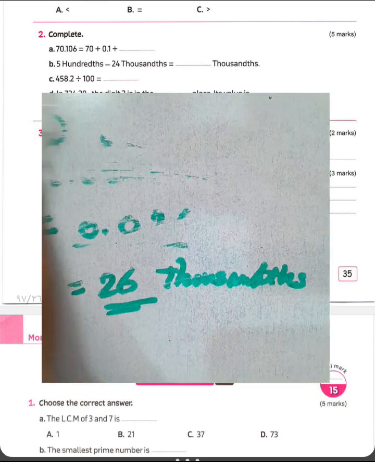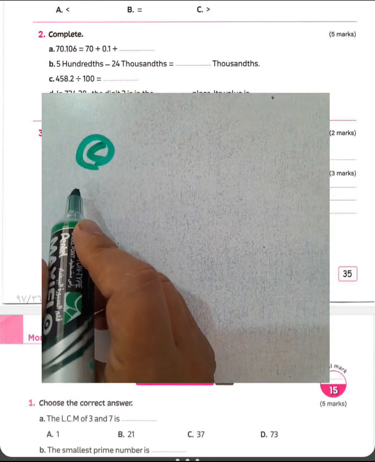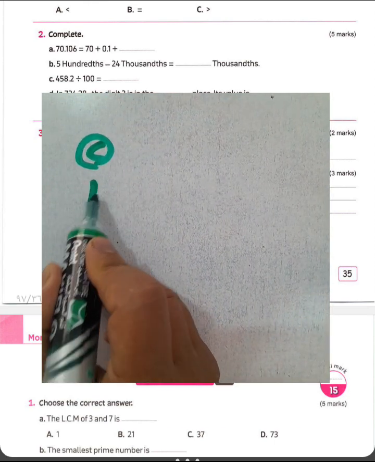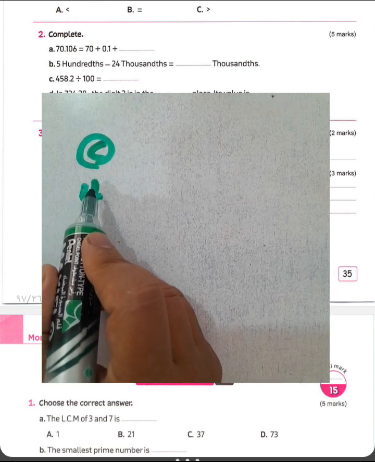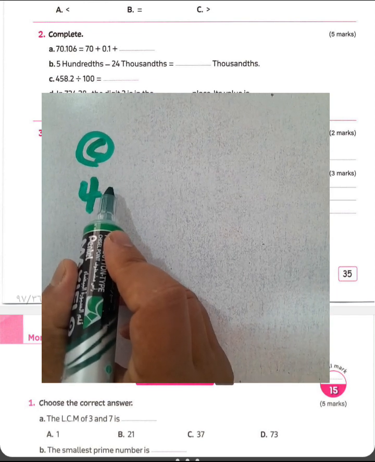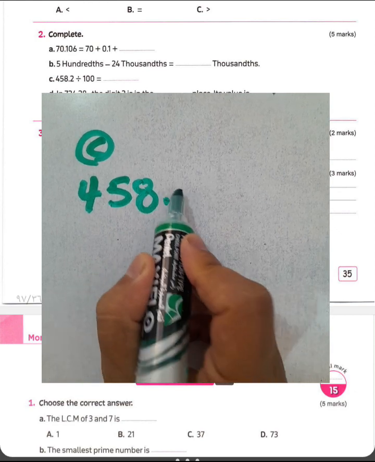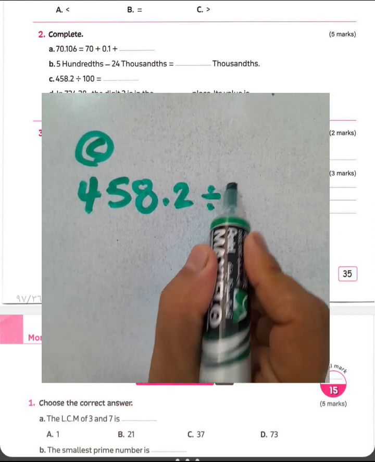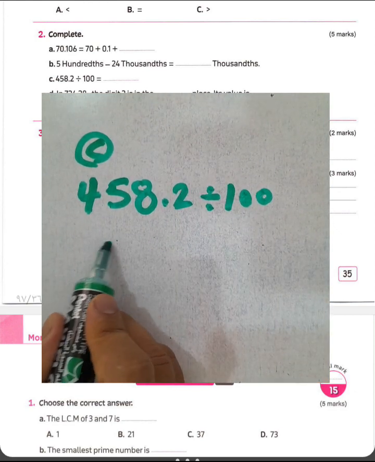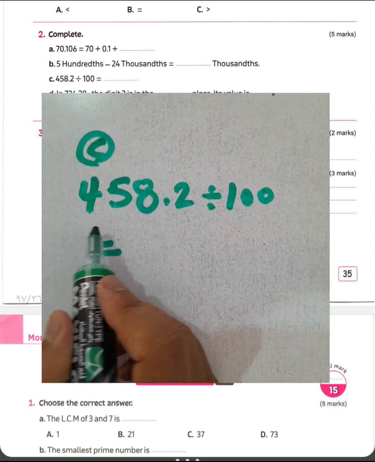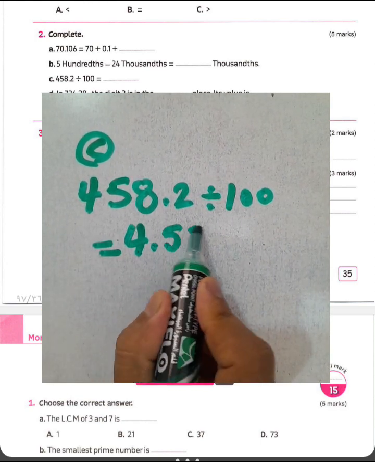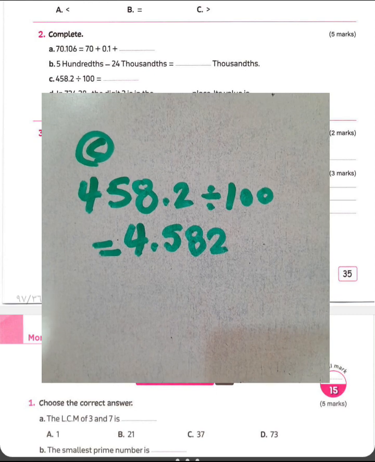Letter C: 458 and 2/10 divided by 100. We must move the point to the left-hand side by 2 digits. 4.582.